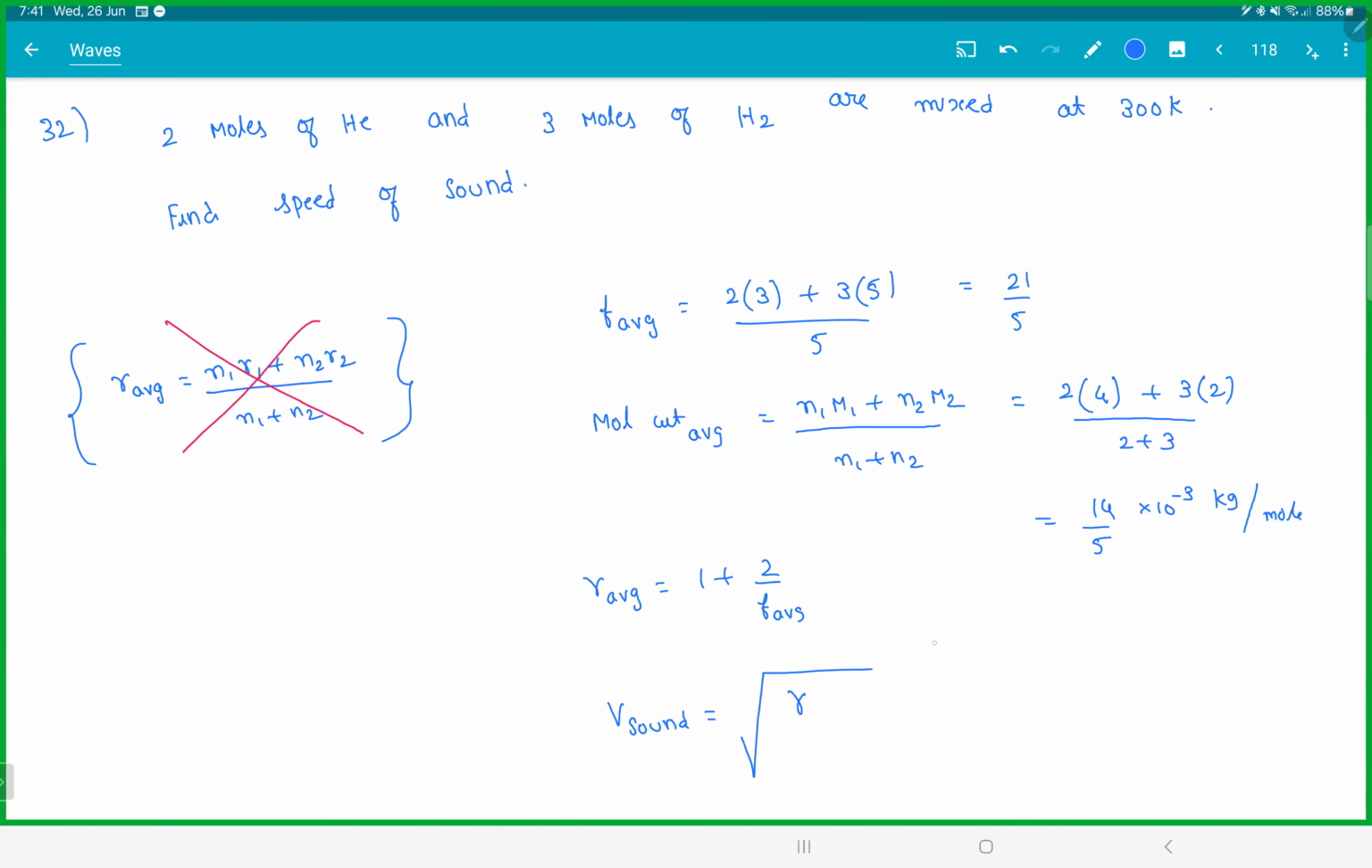Root over gamma, you know the value. R, you know the value. Temperature is 300 Kelvin and you know molecular weight in kgs. So just put it in, you'll get an answer. Easy. The main thing is finding F average, this part is mostly thermodynamics. So for speed of sound in a mixture of gases, you have to take molecular weight average and you have to take gamma average.